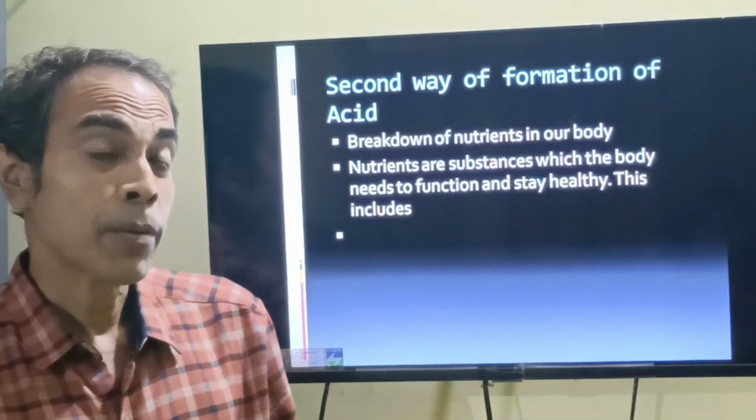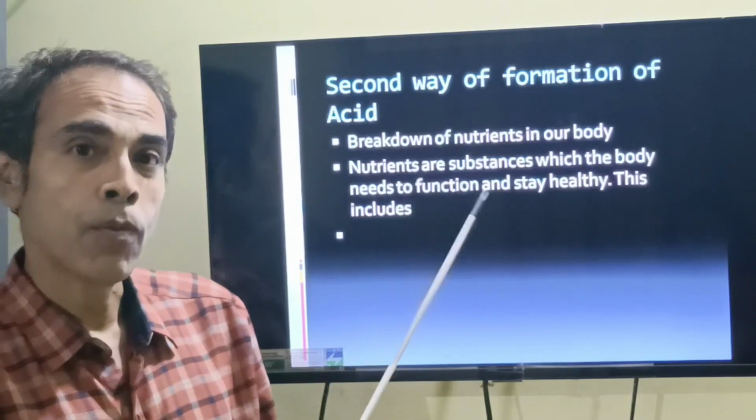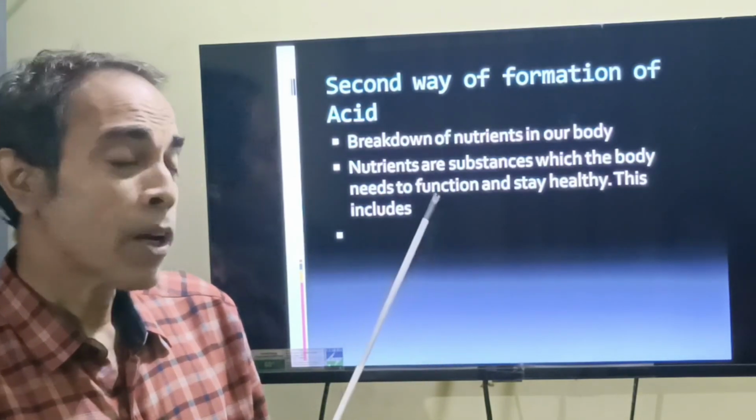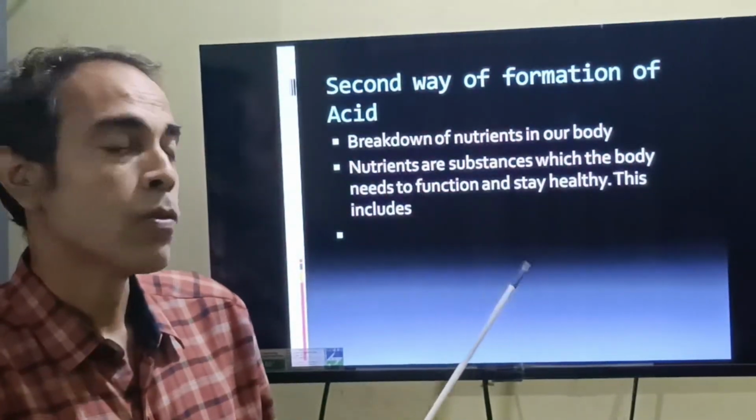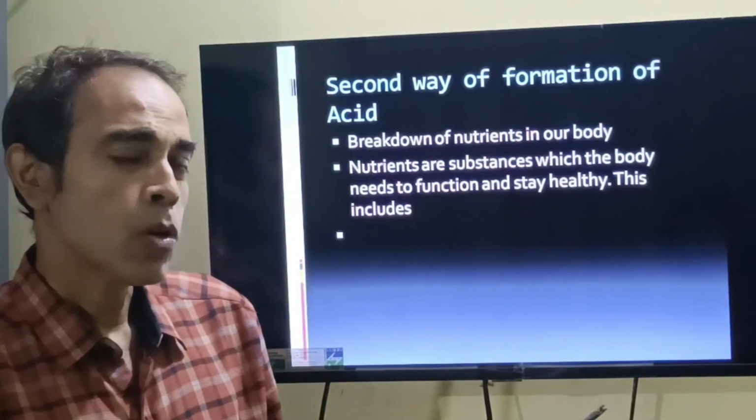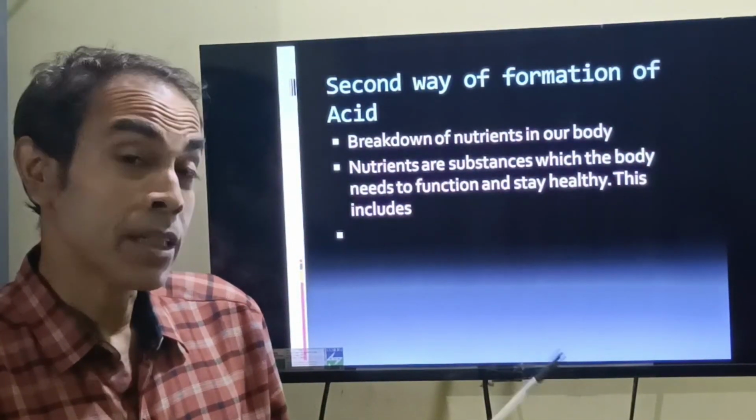The second way of formation of acid is the most important. It's the breakdown of nutrients in the body. So what are nutrients? Nutrients are substances which the body needs to function and stay healthy.